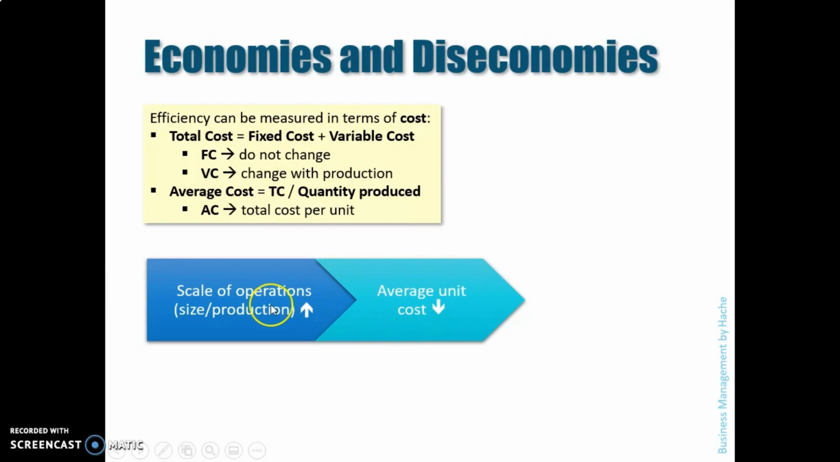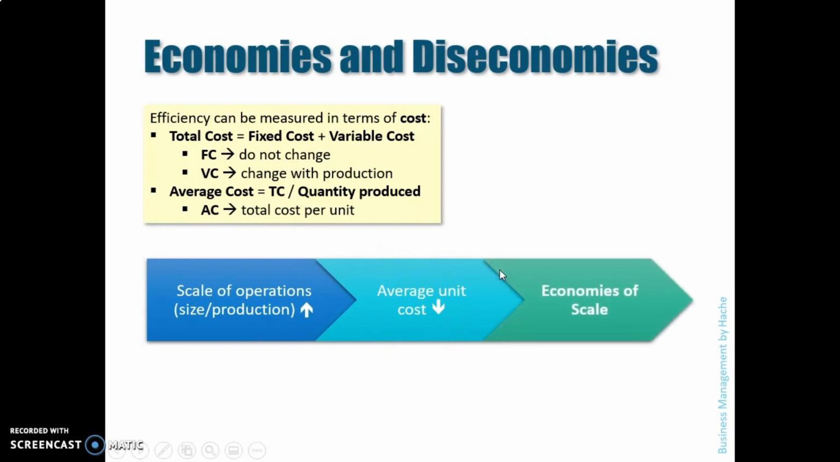When you grow, when you become bigger, while keeping low costs, you are achieving economies of scale. This is a concept. So economies of scale is the condition when the scale of operations increases or grows while keeping a lower cost per unit. So if you can lower your cost while growing, that's the dream. You are achieving economies of scale.